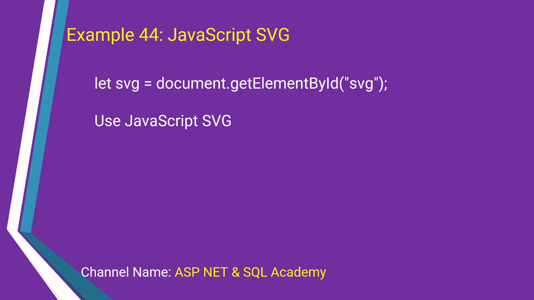Example 44. JavaScript SVG. SVG allows us to create scalable vector graphics on the client side. We can use the SVG element to create an SVG document. For example, let us create an SVG that draws a circle.